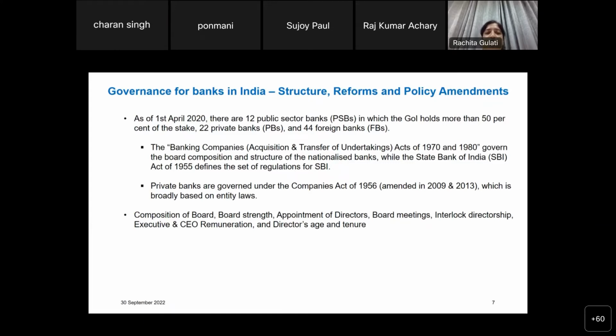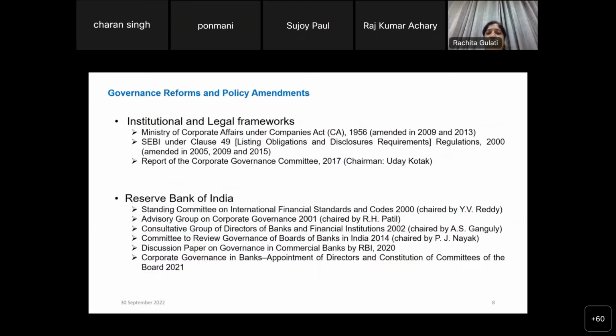However, if we look at the governance structure across the public and private sector banks, differences exist, and these differences are mainly on the grounds of the composition of the board strength, appointment of directors, board meetings, interlock directorship, CEO and executive remuneration, and directors' age and tenure. These differences are further elaborated in the report. I will mainly discuss the characteristics that these public and private banks hold in terms of these specific characteristics.